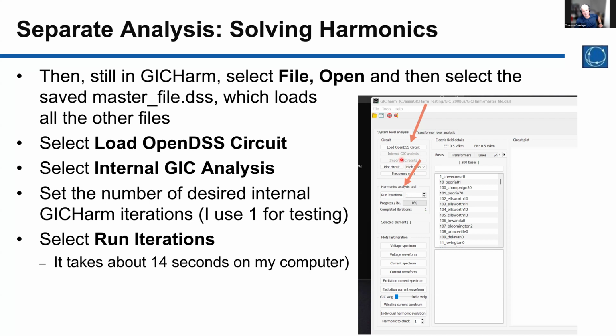Otherwise, you can import GIC results in a CSV format. And ultimately, this is something that we'll be using in the PowerWorld implementation. But then just set the number of iterations that you want to run. I have been using 1 for testing, but I think the default is 5. But if you just want to get a feel for what's going on, just set it to 1.